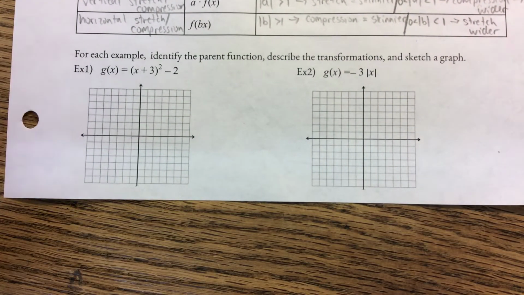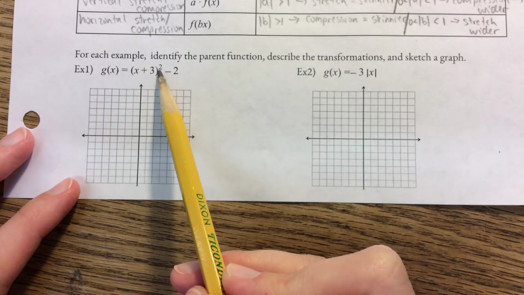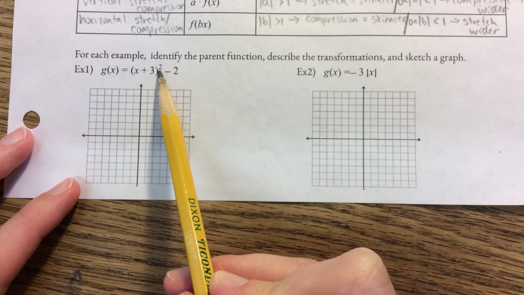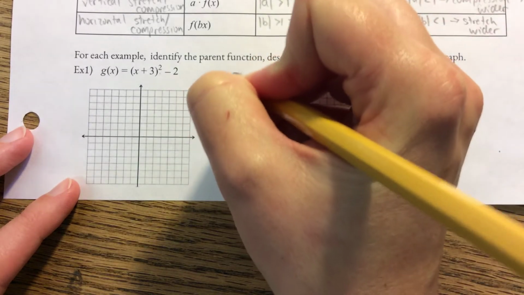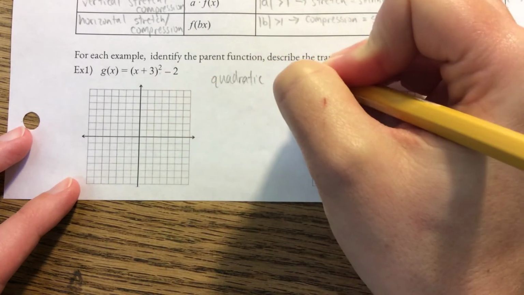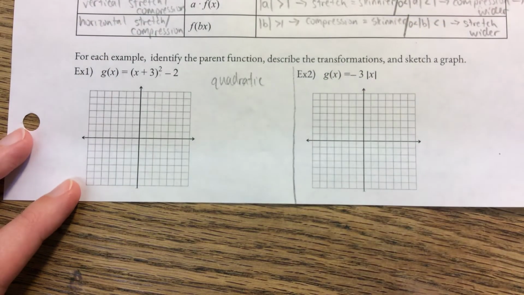So first example, for each of the examples, we're going to identify the parent function and then describe the transformations and sketch a graph. So when I look at this, I see that I have the second power here, which matches up with the quadratic parent function. So this first one's quadratic.